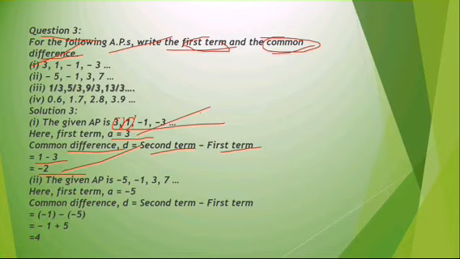Now next question. The given AP is -5, -1, 3, 7 and so on. Here the first term is -5 and the second term is -1. If we want the common difference, we subtract second term minus first term, that is -1 minus of -5. So minus into minus is plus, 5 and -1, we will get 4. So the common difference is 4 and the first term is -5. So let's move to the next question.